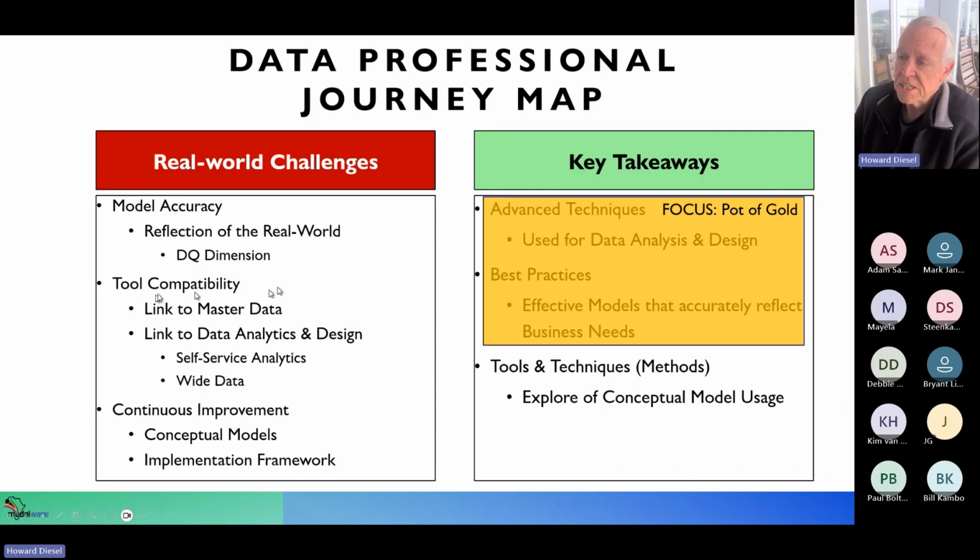And then we'll discuss a little bit of tool compatibility. How do we also link the models that we build to master data? How do we link them to data analytics and design? So when you start building your Power BI dimensional models, how do we get that right? How do we curate the models? And how do we work with wide data? How do we generate wide data for our data scientists to look at correlation, causation, and the feature engineering that we talk about when we go on to data science?